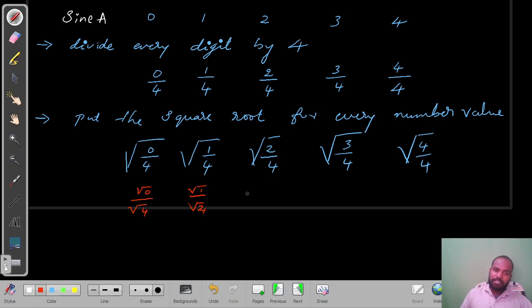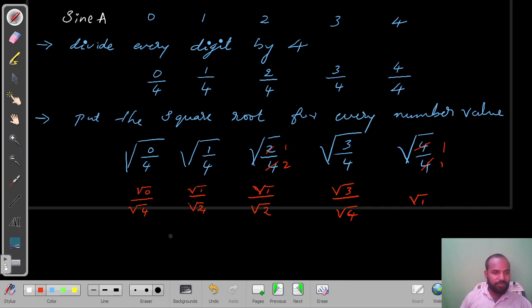Root 4. Next, root 2 by root 4: 2 ones are 2, 2 twos are 4, so it is root 1 by root 2. Next here, root 3 by root 4. Root 4. Here 4 ones are 4, so that is root 1.